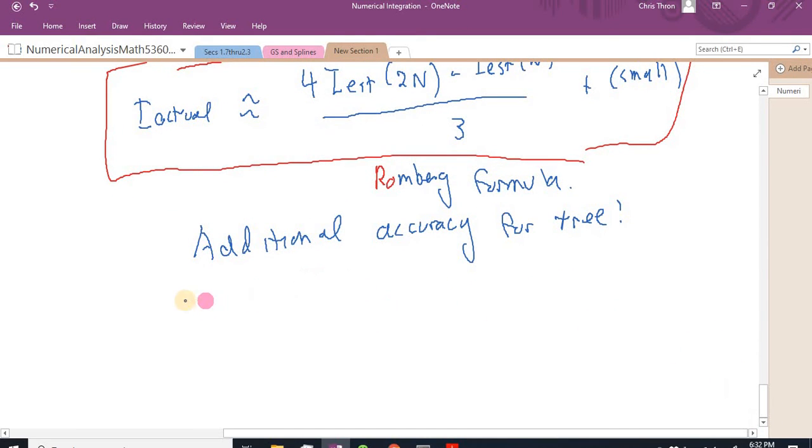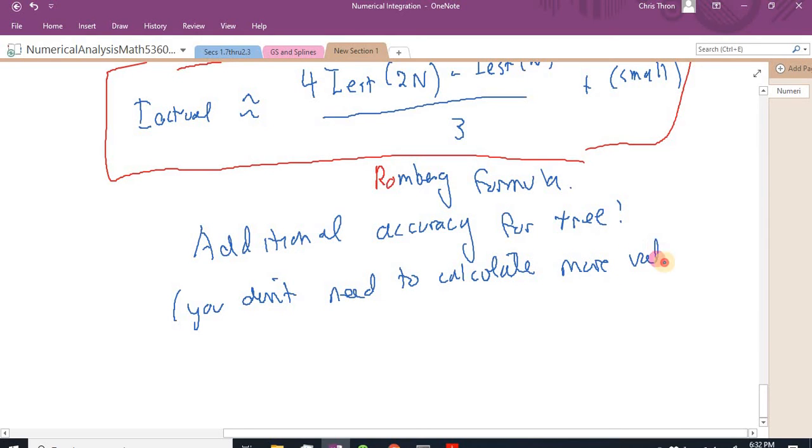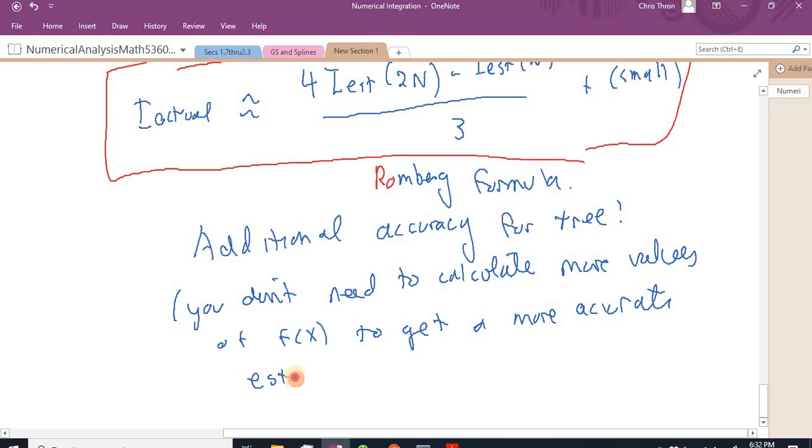So you don't need to calculate more values of f of x to get a better, more accurate estimate. You're just using your data smarter.